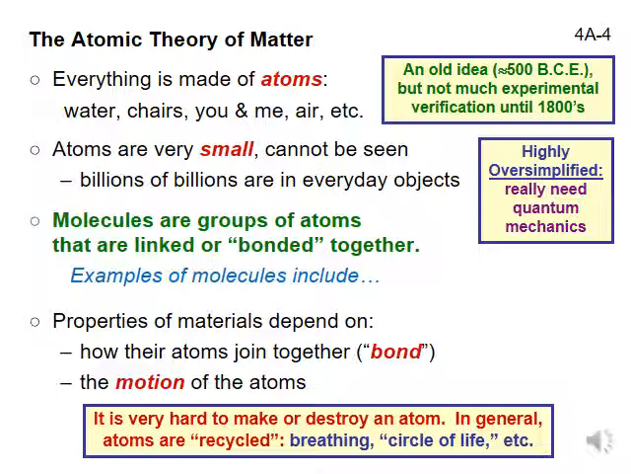The basic idea is that everything, tables, chairs, air, you, me, orange juice, and so on, is made of atoms, particles so small that there are far more than a billion of them in a small cup of water. The properties of a substance depend upon the kinds of atoms it is made of, how the atoms join together, bond, and how the atoms are moving, fast or slow, wiggling in place or flying around.